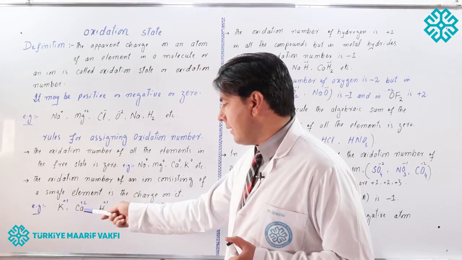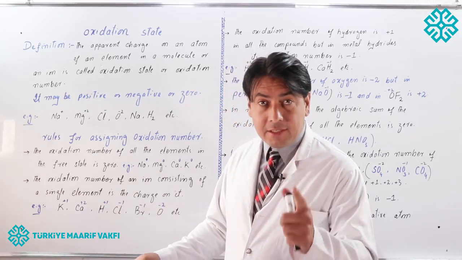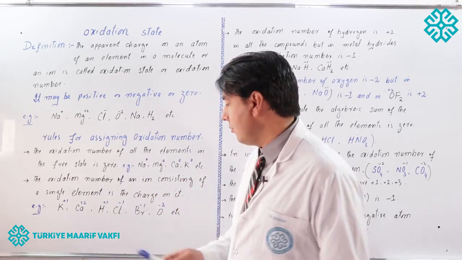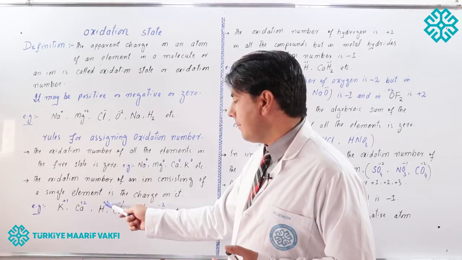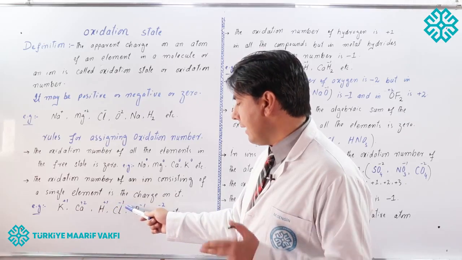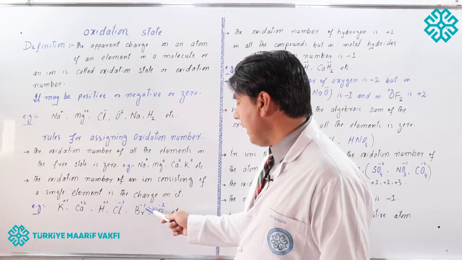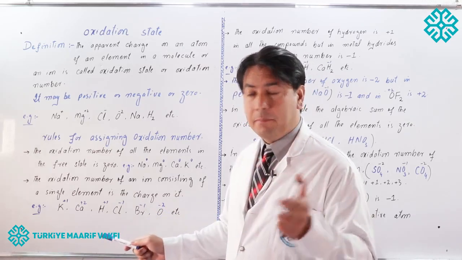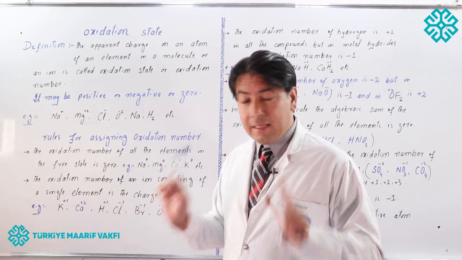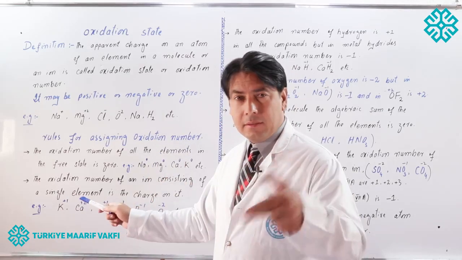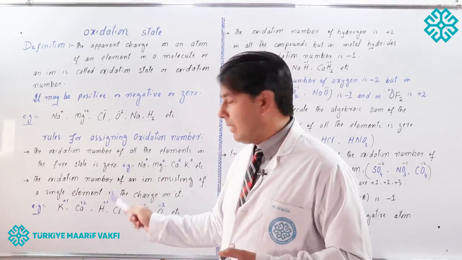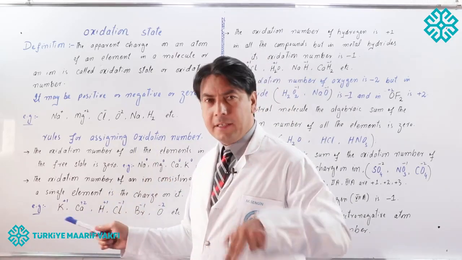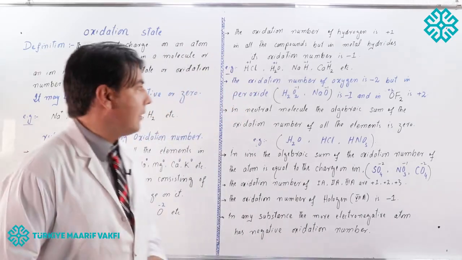What is the apparent charge on calcium? The apparent charge on calcium is +2. Therefore, the oxidation number of calcium is +2. Similarly, hydrogen has +1 oxidation number, chlorine has -1, bromine has -1, and oxygen has -2. These are monatomic ions because they consist of a single atom. Therefore, their charge is the oxidation number.